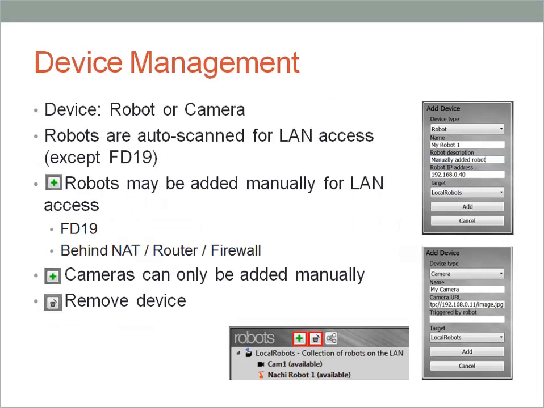By device we mean a robot or a camera. Robots are automatically scanned for LAN access except for FD19, or robots can be manually added for LAN access.